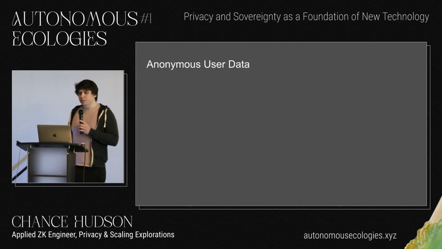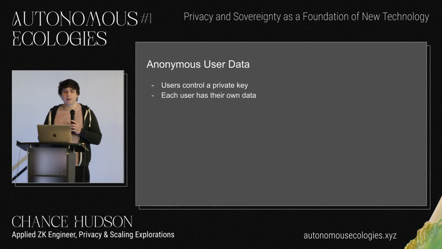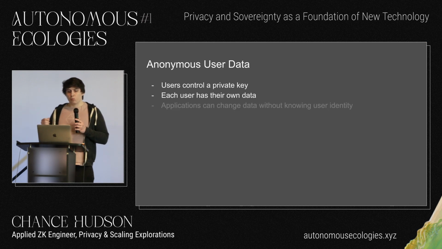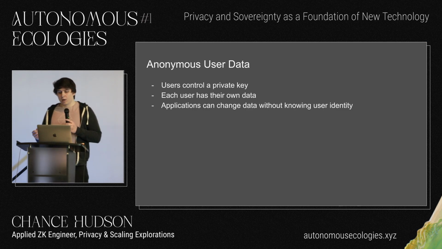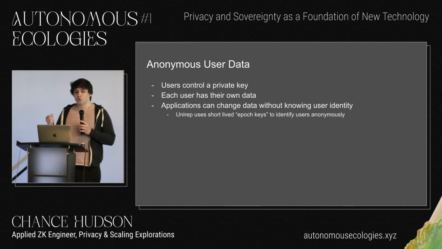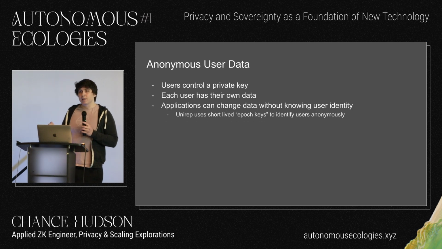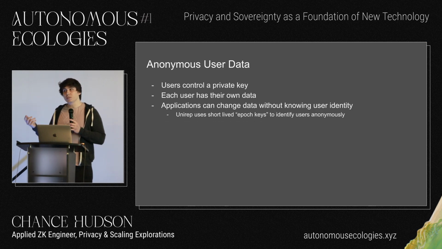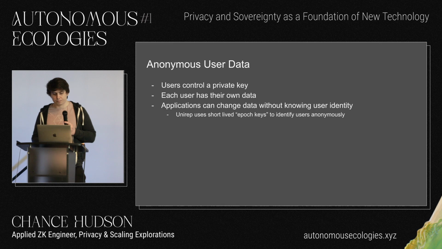So first, let's start with the definition of what anonymous user data is. So we want to define users as an entity that controls a private key. And then we'll say that every user needs to have their own set of data. So every user needs to have, say, 1 kilobyte of private storage. And so we want applications to be able to change data for their users without knowing the user's identity. And so in UniRep, we're able to do this using short-lived identifiers called epoch keys that change over time. And the idea here is the user presents an epoch key to the application along with a proof of something, and then the application is able to change the user data for the user anonymously.